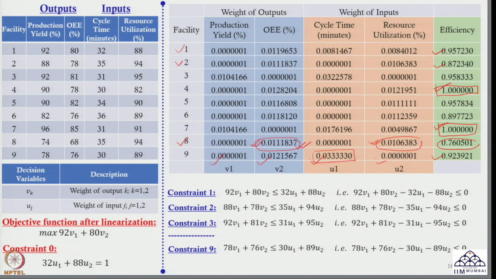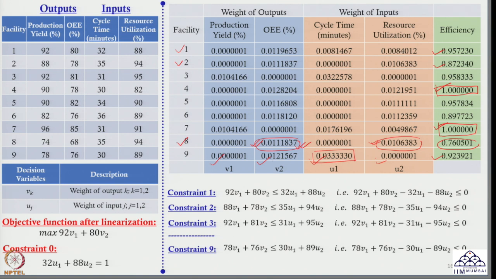So I can see for facility 9, if I focus on reducing the cycle time, then my efficiency will increase at a faster rate. Okay, that is how the interpretation should be. So out of these four decision variables, V1, V2, U1, U2, you have to see which decision variable is having more value. So these are nothing but the weights.